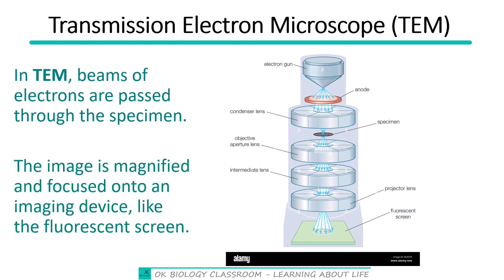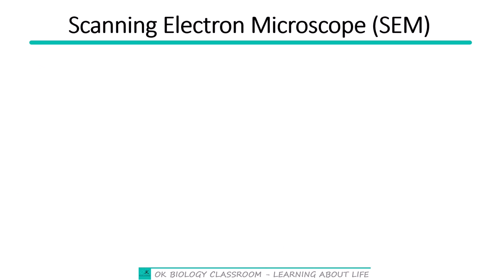Right. So as the image is magnified and as I've shown it on the screen, it's focused onto an imaging device, just like in this case we have shown an example like the fluorescent screen. So the point to note here is that for transmission electron microscope, the magnification is done by passing electrons through the specimen. Now let's compare that to scanning electron microscope, which is SEM.